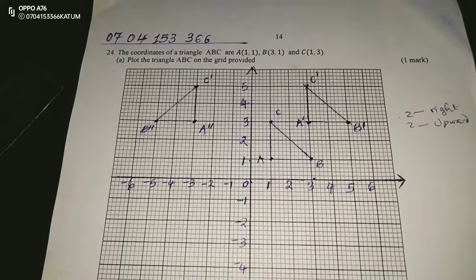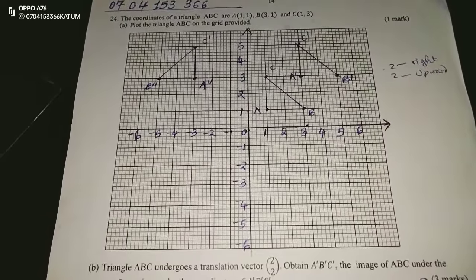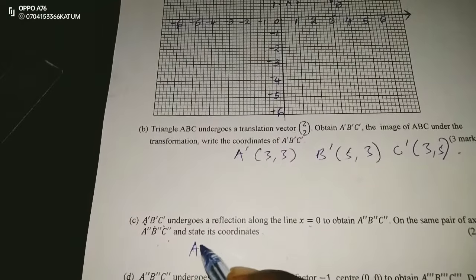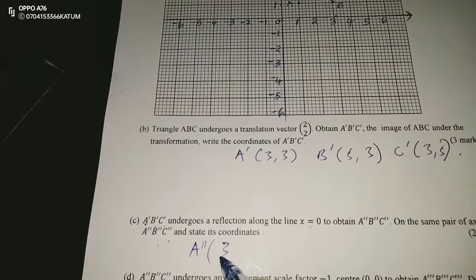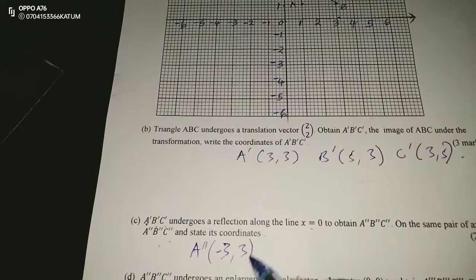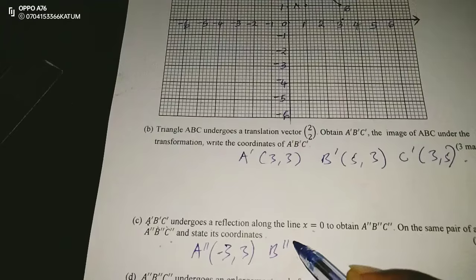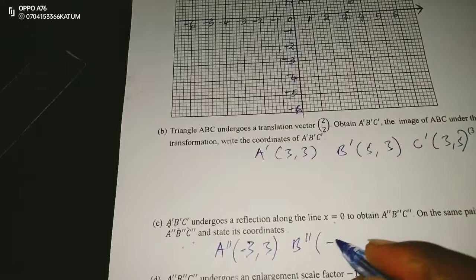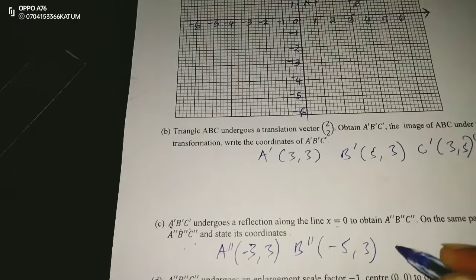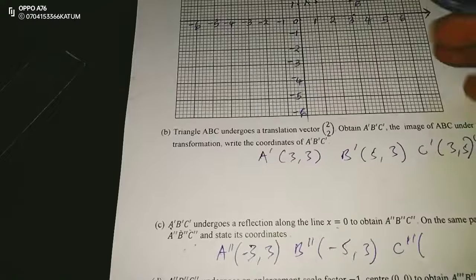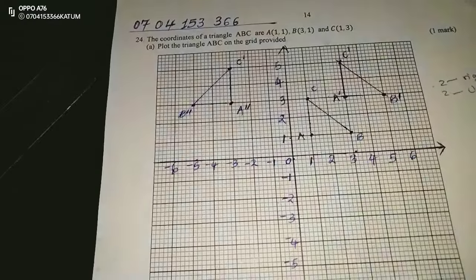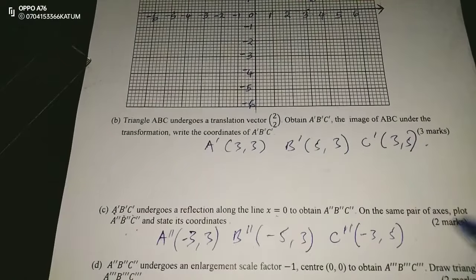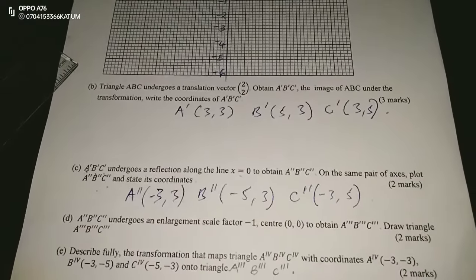Because we are again told to state the coordinates, A'' is going to be (-3,3). B'' is going to be (-5,3). C'' is going to be (-3,5). We continue.